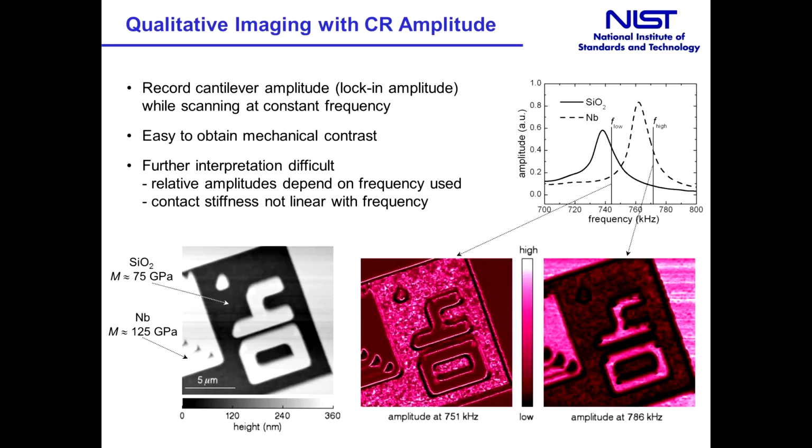So all of this tells us that although it's very simple to obtain CR amplitude images, their quantitative interpretation is very difficult, and therefore we mostly rely on them for qualitative information. And you can imagine that if we have more than two materials, this interpretation gets even more difficult.